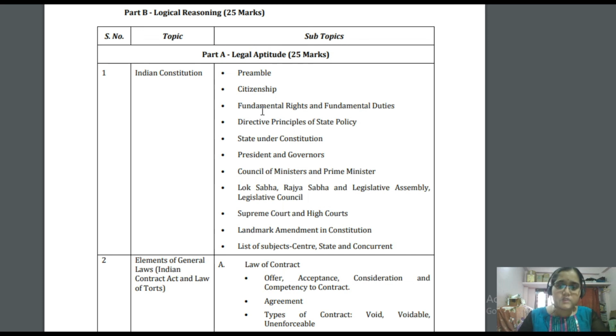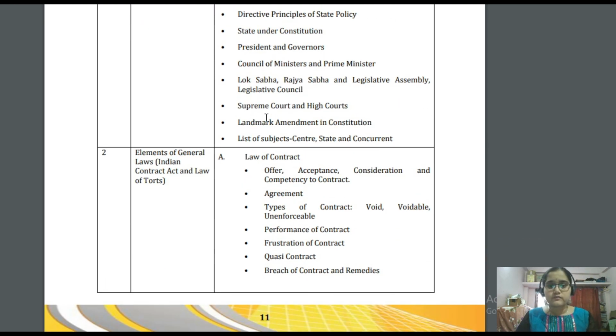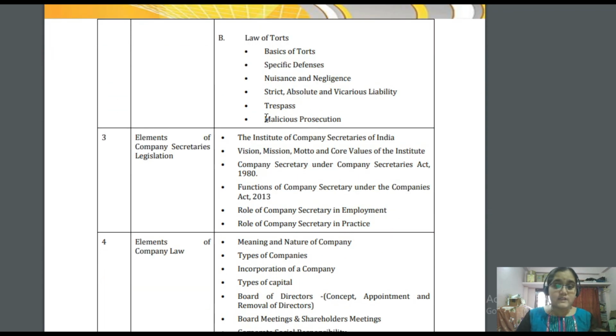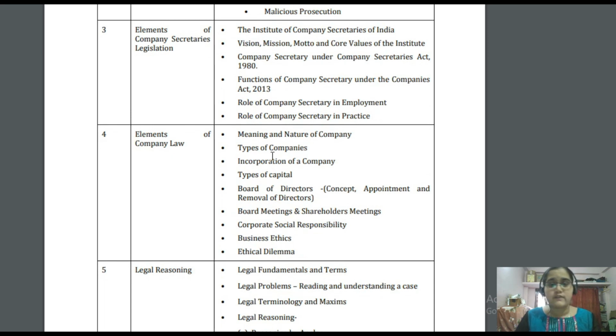We will have the Indian constitution, defining all the detailed Indian constitution stuff, then elements of general law, like law of contract, the law of torts, elements of company secretary legislation, regarding the Company Secretaries Act, and also what is the role of a company secretary, what are the functions of the company secretary, what is the vision, mission, motto of the institute. And you can find a video on my channel regarding this about ICSI, you'll get a good idea of that.